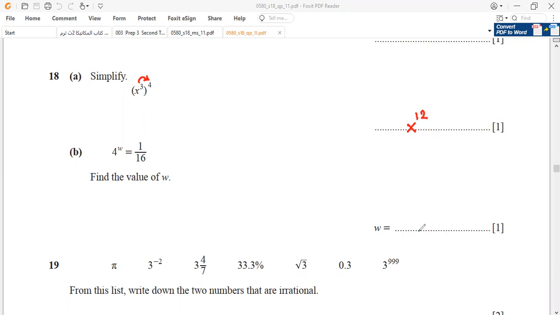In part B, with 1 mark, 4 to the power w equals 1 over 16. We can write 16 as 4 to the power 2. We can move it to the numerator, but we should change the sign of the power. The power here is 2, so we will write it as negative 2. So 4 to the power w equals 4 to the power negative 2. Here w will be negative 2.